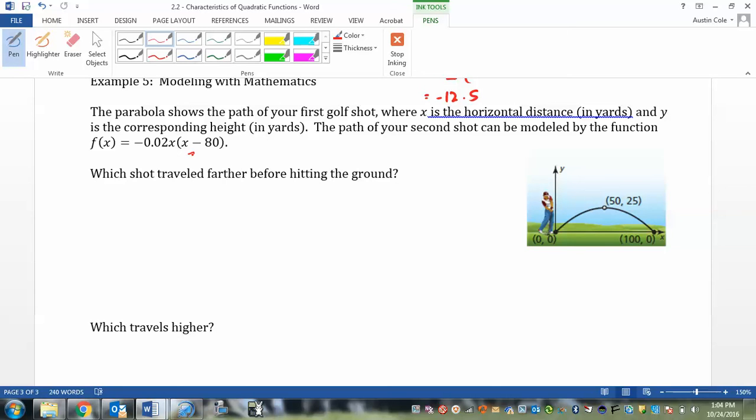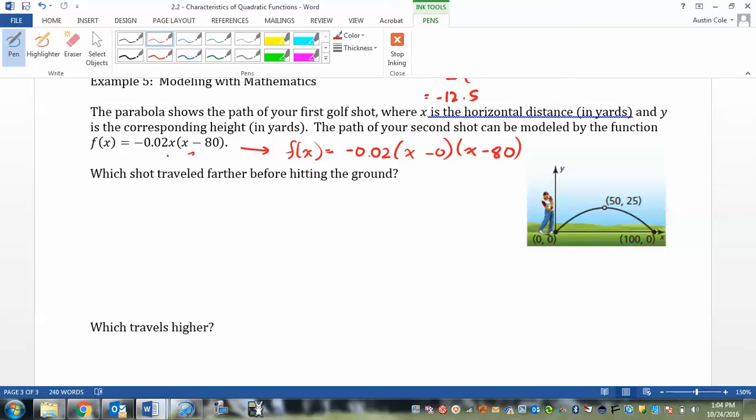Now, guys, if I rewrote this so it said f of x equals negative 0.02 times x minus 0 times x minus 80, now what does that look like? Now it's looking like intercept, right? I've got two sets of parentheses. But if I've got plus 0 or minus 0, do I need to put that? No. So if I have an x like that and then an x minus 80, that's saying it's in intercept form, but one of our intercepts is 0.